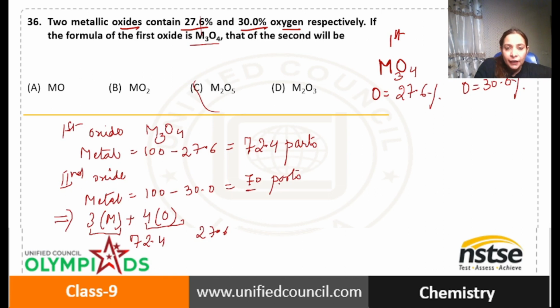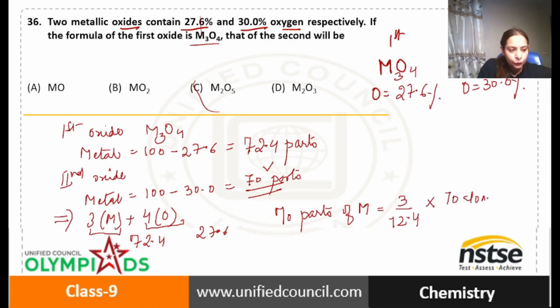Now if we wish to find it for 70 parts, 70 parts of M, because here you have found that the metal is 70 parts, is equal to 3 by 72.4 into 70 atoms of metal M in the second oxide. If you solve it, it comes out to be 2.9 atoms of M. We can find the same for oxygen. So how many parts?